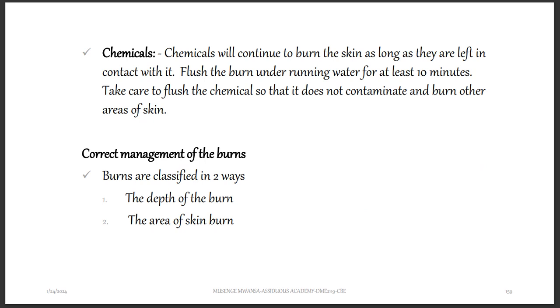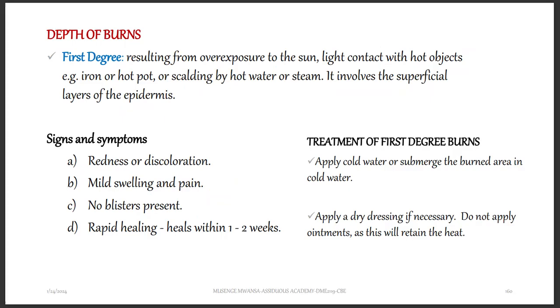So, correct management of burns. Burns are classified in two ways: the depth of the burn and the area of skin burned. When we're talking about depth, you have first degree. This results from overexposure to the sun, light contact with hot objects, for example an iron or hot pot, or scalding by hot water or steam. It involves the superficial layer of the epidermis of the skin.